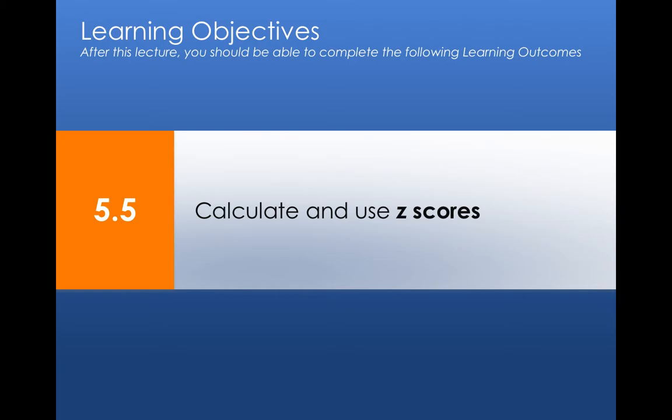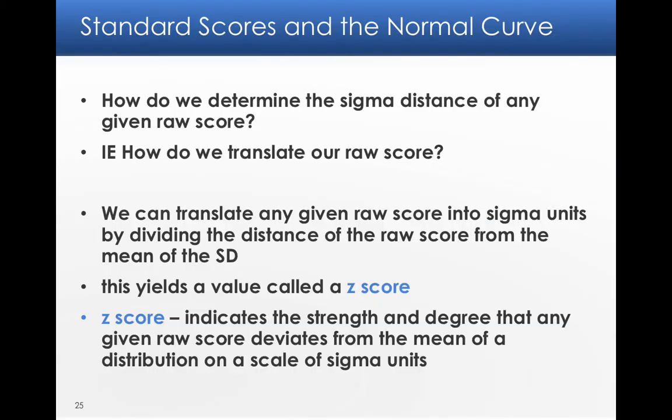Okay, so another measurement we're going to use here is what's called a Z-score. How do we take that sigma distance, just like we talked about standard deviation before? How can we determine the distance from the sigma distance of any given raw score? How do we translate that? We're going to use what's called a Z-score. So we're going to take any given raw score in sigma units, divided by the distance of the raw score from the mean of the standard deviation.